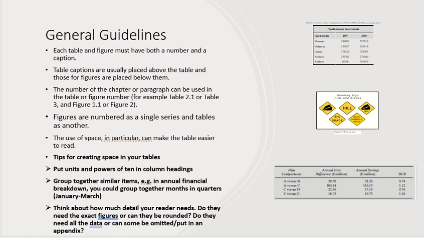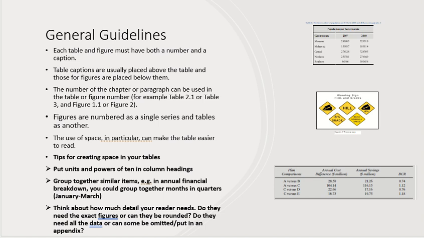Figures and tables should follow different series. So you have table number 1, and after that you have figure number 1. It is the second object in your report, but it is the first figure. So figures have their own numbering, and tables have their own numbering. Clear?